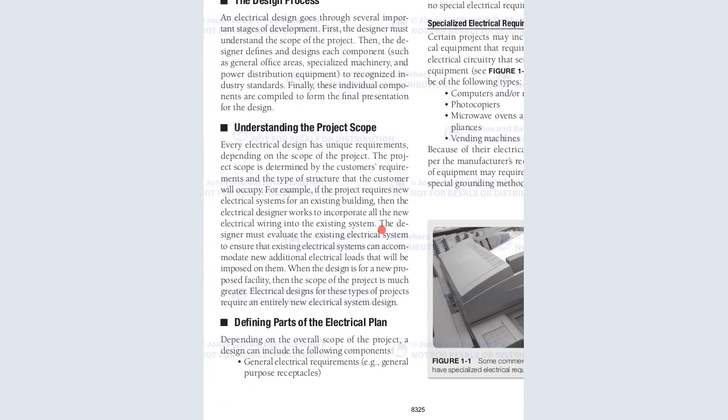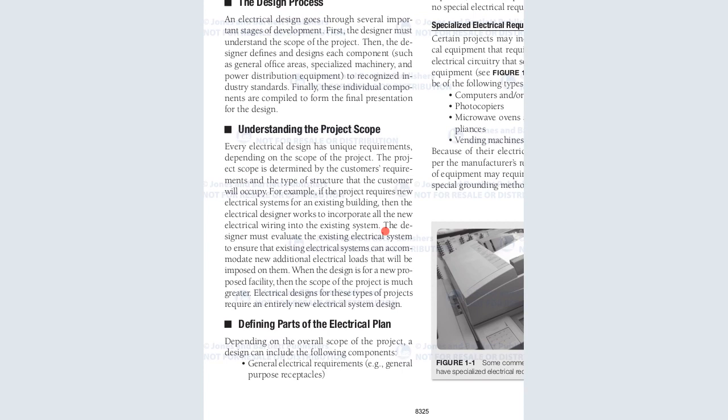When the design is for a new or proposed facility, the scope of the project is much greater. Electrical design of these types of projects requires an entirely new electrical system design, and this is normally generated by an individual person. Depending on the overall scope of the project, a design can include the following components.